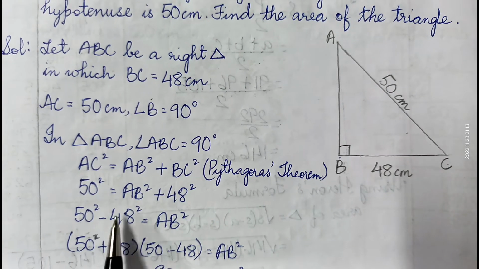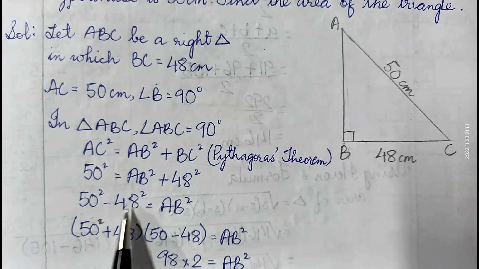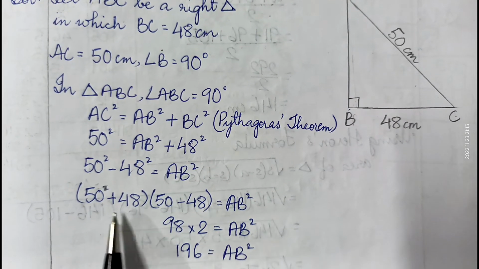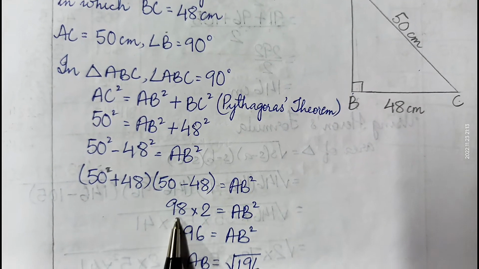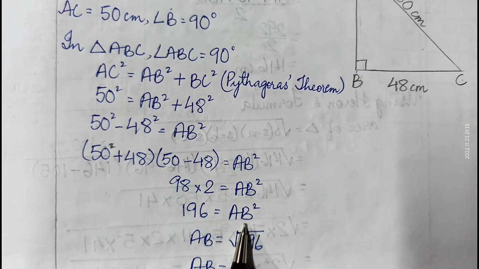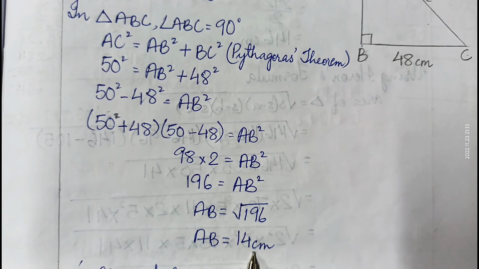So 50 square minus 48 square will be AB square. It will be A square minus B square. We can use the formula A plus B into A minus B equal to AB square. 50 plus 48 is 98. 50 minus 48 is 2. So 98 into 2 is AB square. If you multiply, it will be 196 is AB square. So AB equal to root over 196, which will give 14. So height of the triangle is 14.